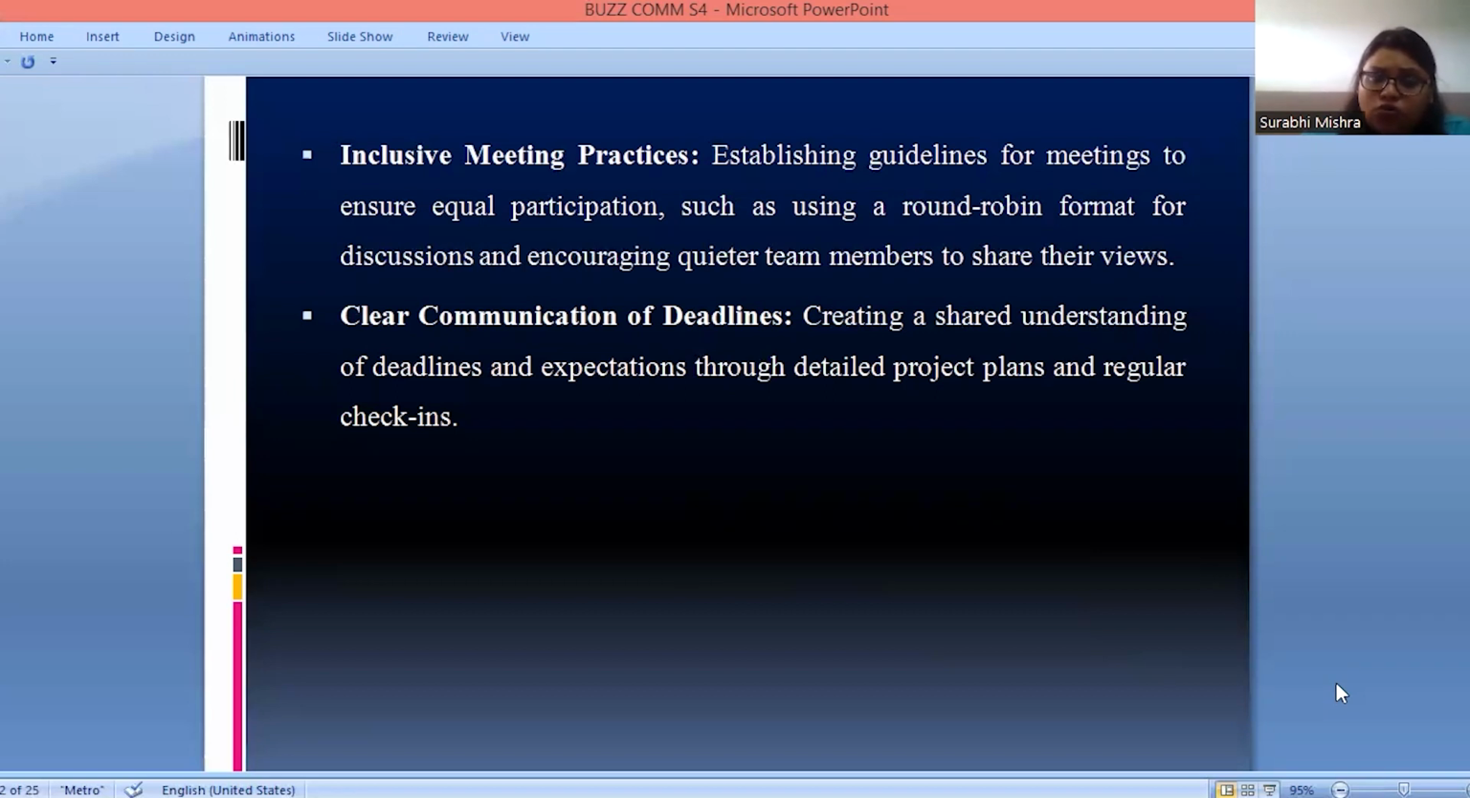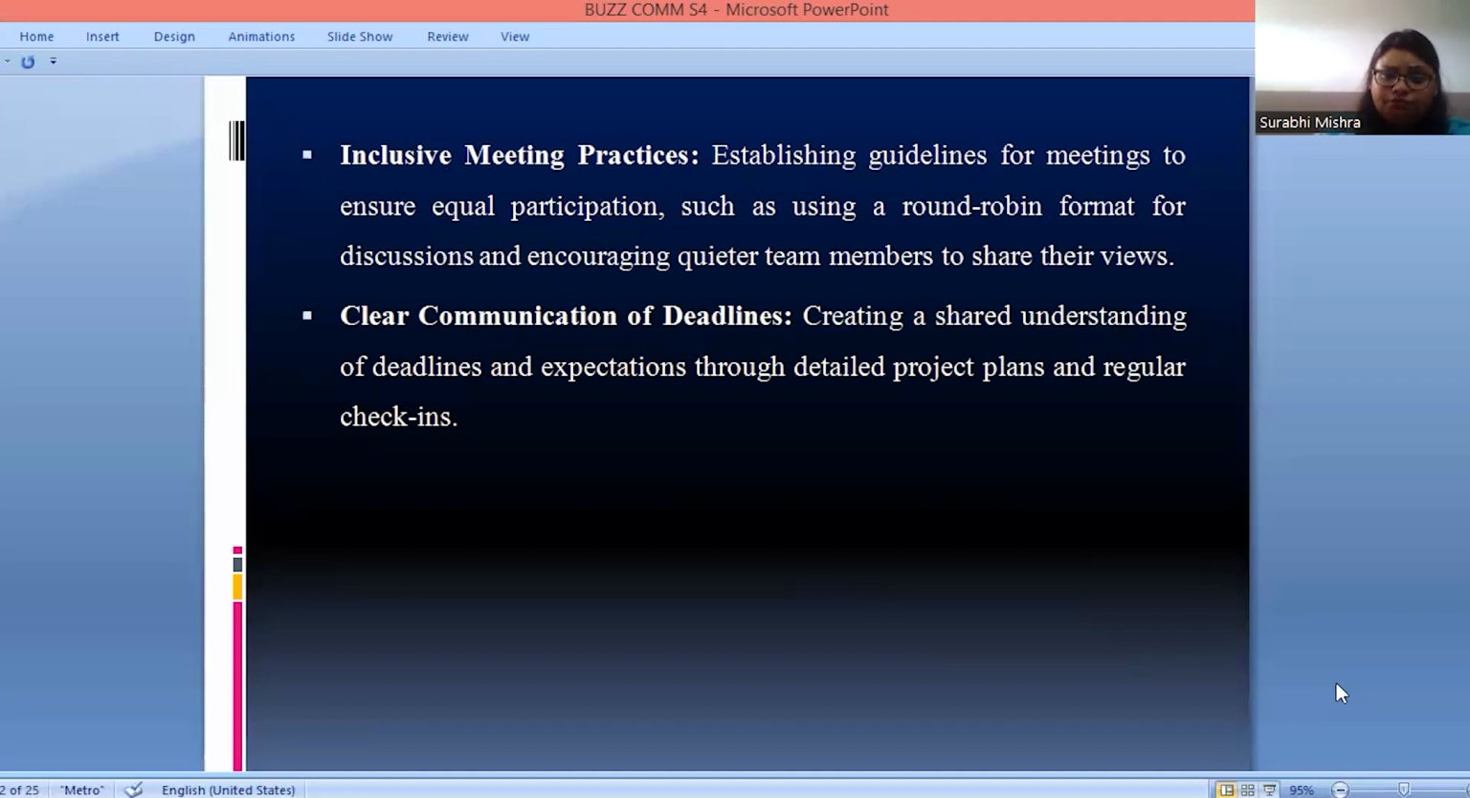And also the other practice which they inculcated was to persuade Indian and Brazilian team members who were sitting quieter to share their views. The person who was sitting quieter was asked to speak up about the meeting topics which they were discussing, right? So this was the solution to the impact which they faced.